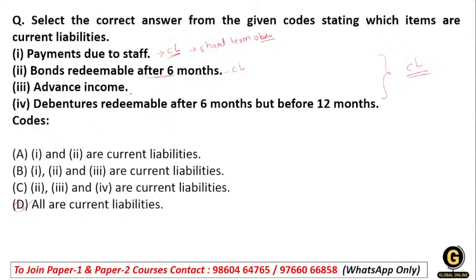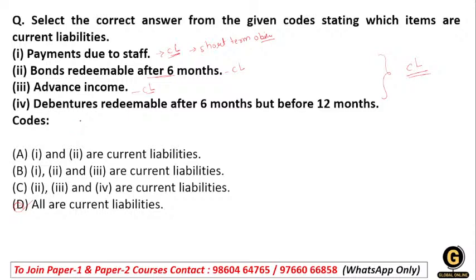Advance income is also a current liability. Let me explain: when we talk about advance income, it is income we receive in advance, and it is a kind of liability, because the company owes such services or goods, but in the near future they have to pay with interest. So advance income is a kind of current liability.